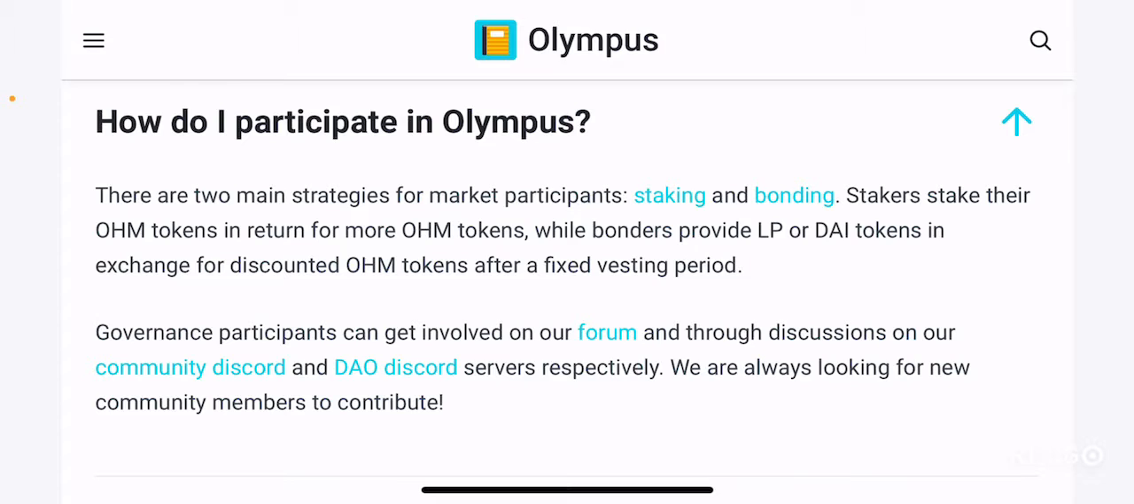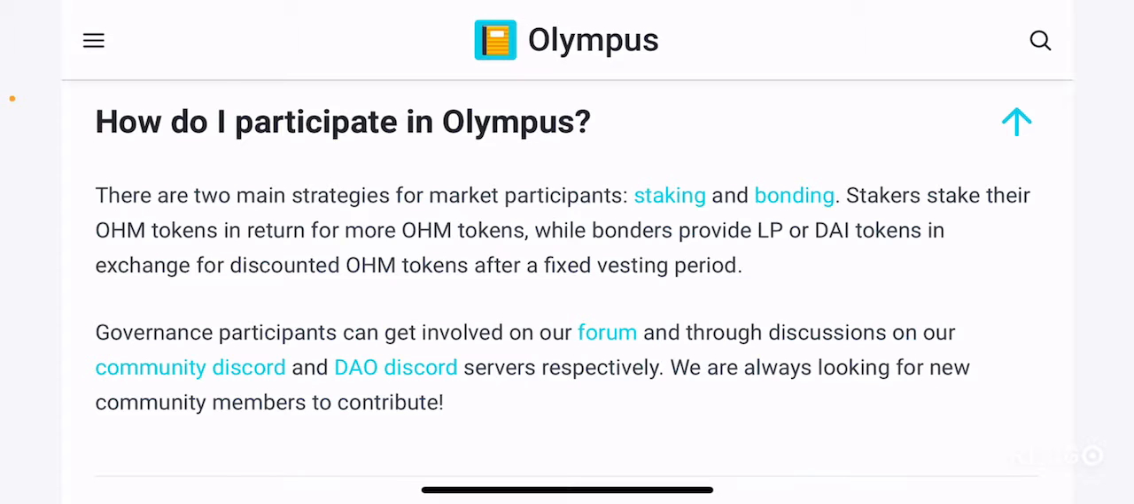So again, if you want to participate in the Olympus DAO ecosystem, you can participate in either of the two ways. One is staking, and the other one is bonding. Stakers stake their OHM tokens in return for more OHM tokens, while bonders provide LP or DAI tokens in exchange for discounted OHM tokens at a fixed vesting period.